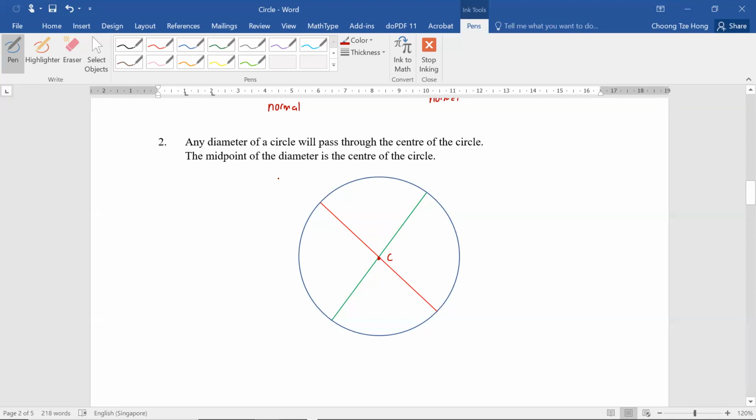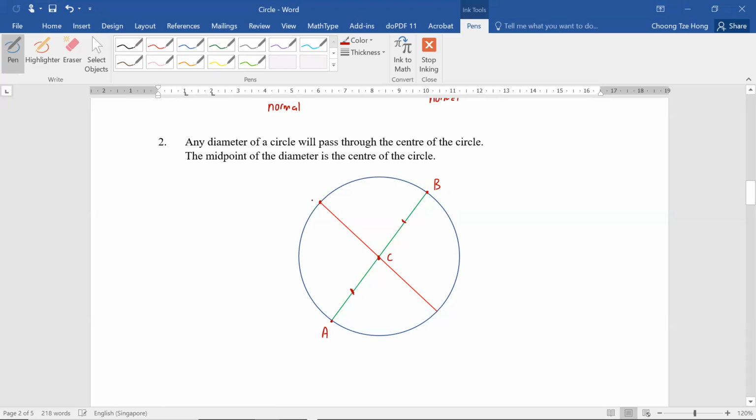The next thing is the midpoint of the diameter. Actually, I should quantify here. Let's say points A and B are the two ends of this particular diameter of a circle. So the midpoint of AB is going to be the center of the circle. In other words, the center C of the circle is going to divide the line AB into two, so AC is going to equal BC.